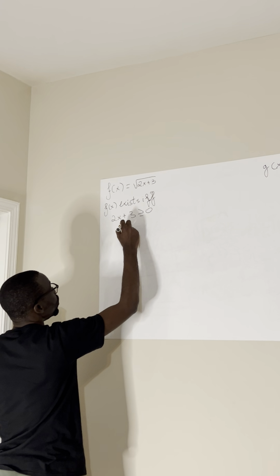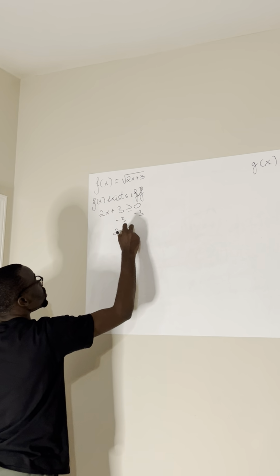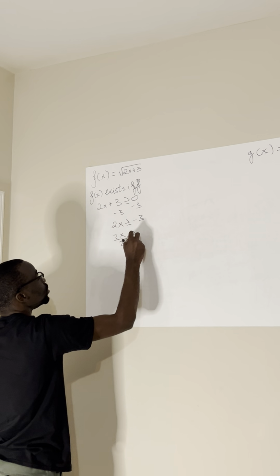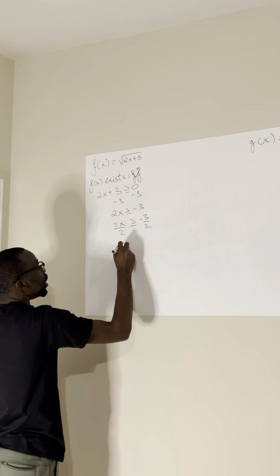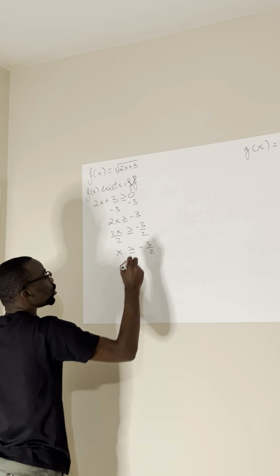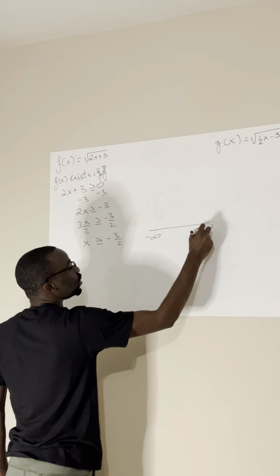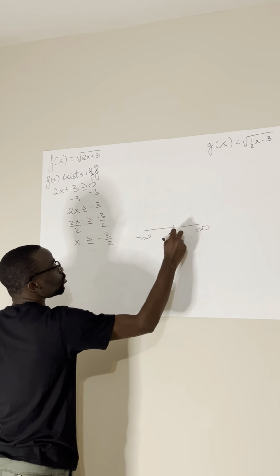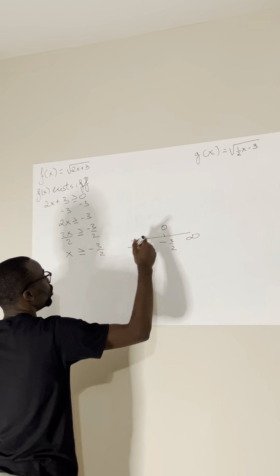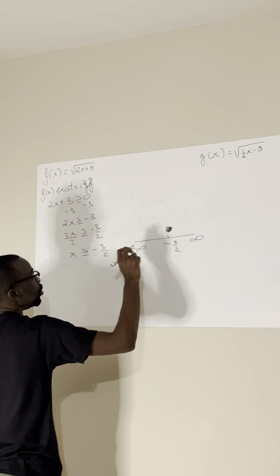Now let's solve this inequality by subtracting 3 on both sides. So I end up with 2x is greater than or equal to minus 3. I divide both sides by 2. So next we end up with x greater or equal to minus 3 half. If you look at the number line, from minus infinity to infinity, minus 3 half can be somewhere here. We want it to be greater or equal, so I close the dot and it will go on this side.